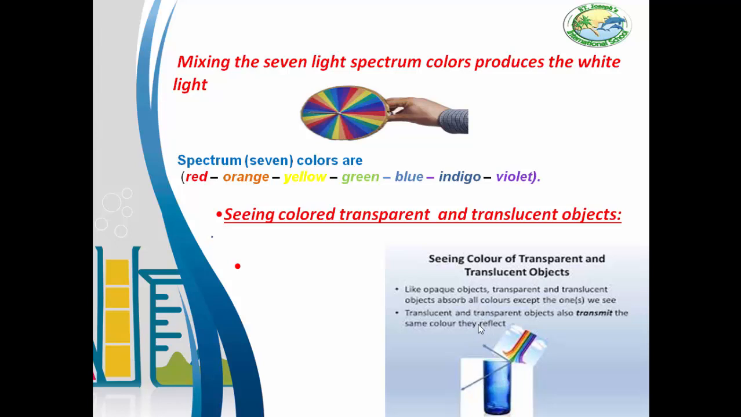So we can say that transparent and translucent objects transmit their own color. If this cup is green, it will absorb all the colors and transmit only the green color. If it is red, it will absorb all the colors and transmit only the red color. Transmit here means allow it to pass through. So the object absorbs all the spectrum colors and allows its color only to pass.